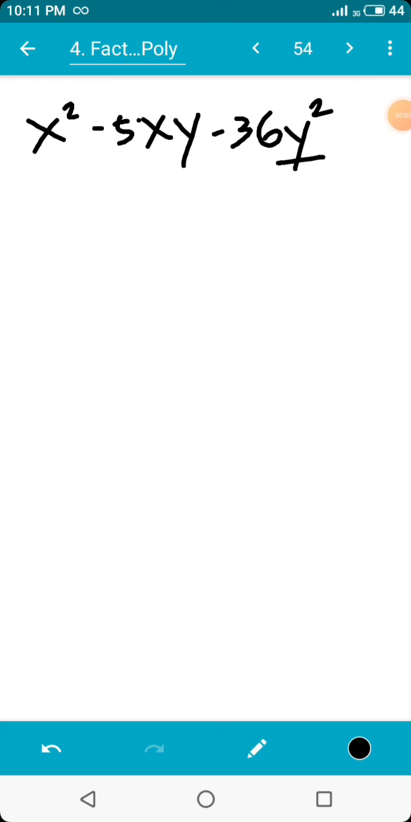Okay, so gamitin natin yung box method to get the factors ng same na trinomial na ginamit natin. Okay?